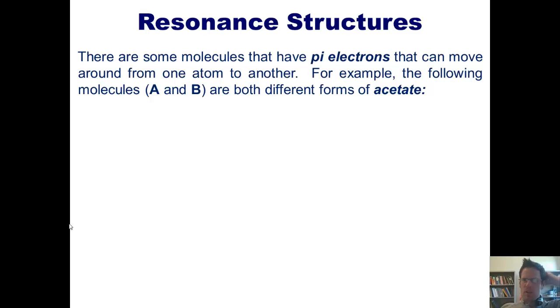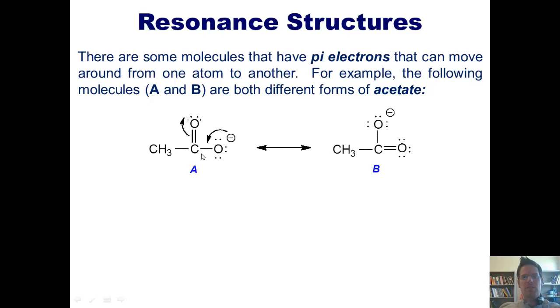Okay, so there are some molecules that have pi electrons that can move around from one atom to another. For example, the following molecules, A and B, are both different forms of acetate. Now look at this for a minute. You'll notice that in this form of acetate, molecule A, this oxygen has a minus charge on it, and this carbon is doubly bonded to the oxygen above it. Now imagine this oxygen coming down here following the path of this arrow and closing in to form a double bond between this oxygen and this carbon.